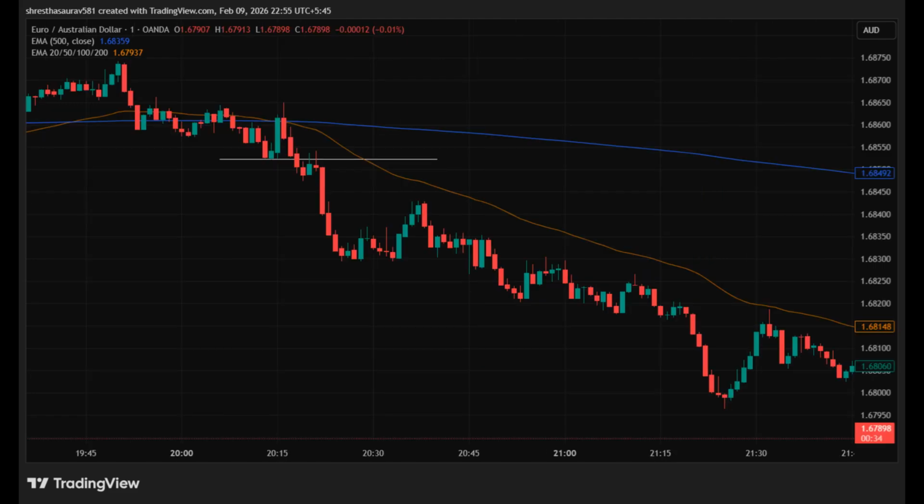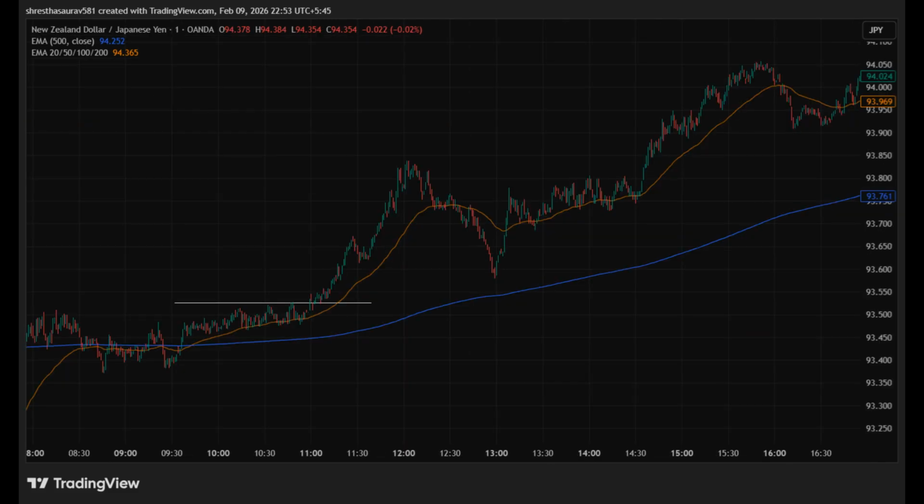We now review the euro versus the Australian dollar. The chart shows a significant price drop, testing key support areas defined by the EMAs. Looking at the New Zealand dollar versus the Japanese yen, we observe an upward trend. The price consistently stays above the 500 EMA, indicating strong momentum.